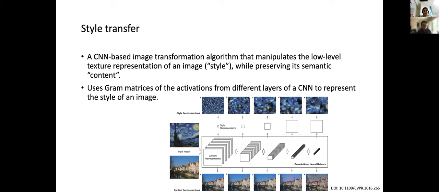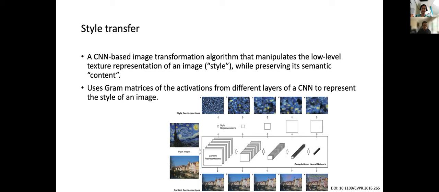So a brief recap of this: style transfer is a CNN-based image transformation algorithm that manipulates the low-level texture representation of an image, called style, while preserving its semantic content. They use gram matrices, or similar second order statistics of the activations of different layers of a CNN, to represent the style of an image.